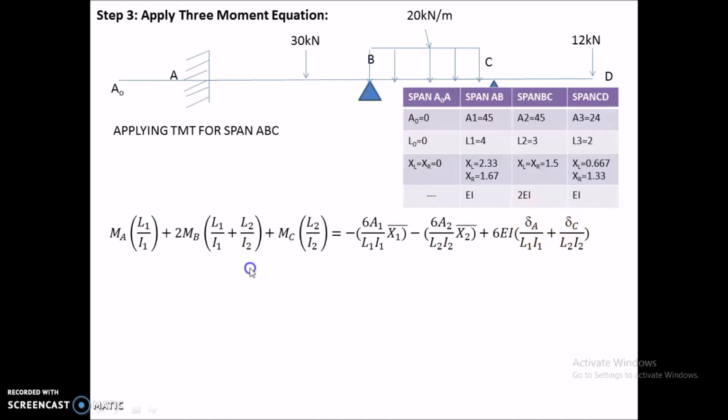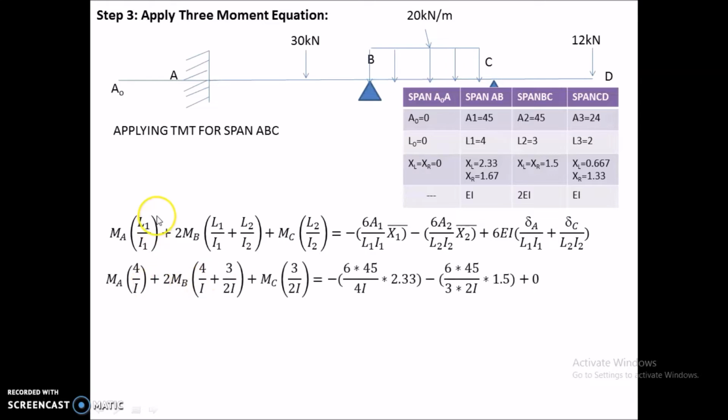Now here, by substituting these values: L1 is 4 and I1 is I. Coming to this second part, L1 is 4 and I1 is I, and for this L2 the value is 3 and I2 is 2I. Mark I2 as 2I here. Coming to this section, MC plus MC into L2, whose value is 3, and I2 value is 2I, which is equal to minus 6A1.